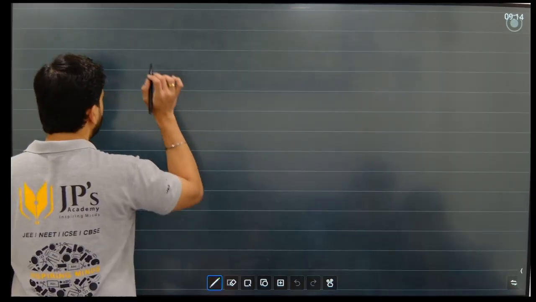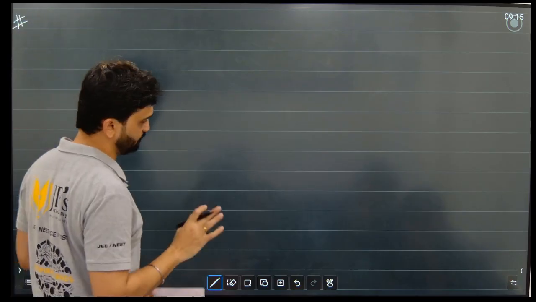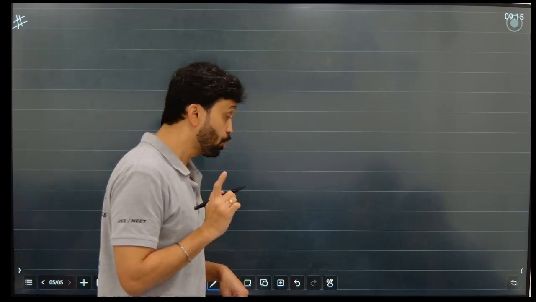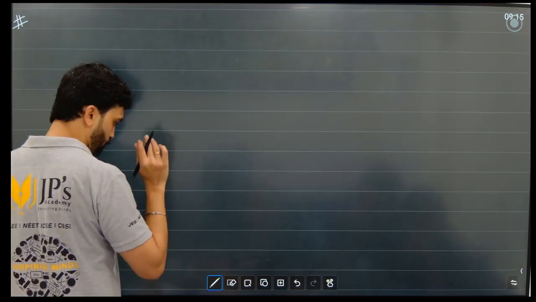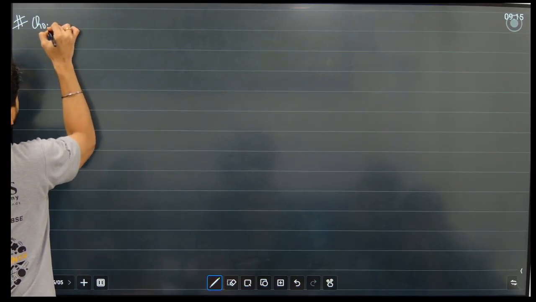The most important part, okay, and everyone has to follow this. It's one of the most important parts of ellipse. Chord joining, most important. Okay, remember this. Chord joining.